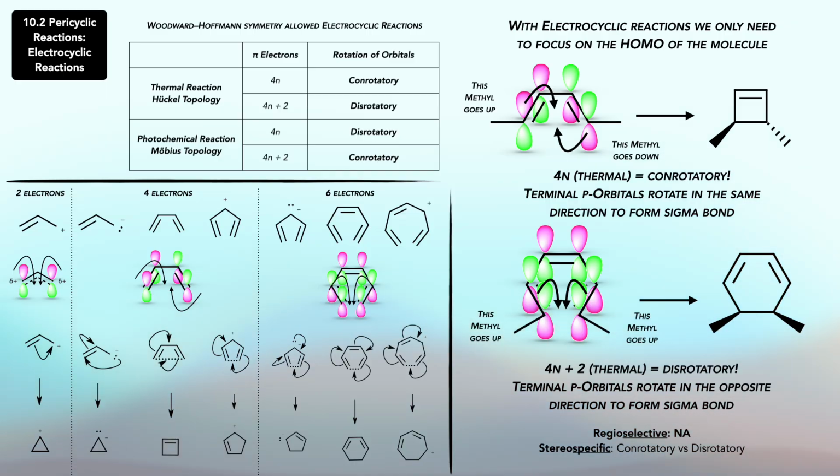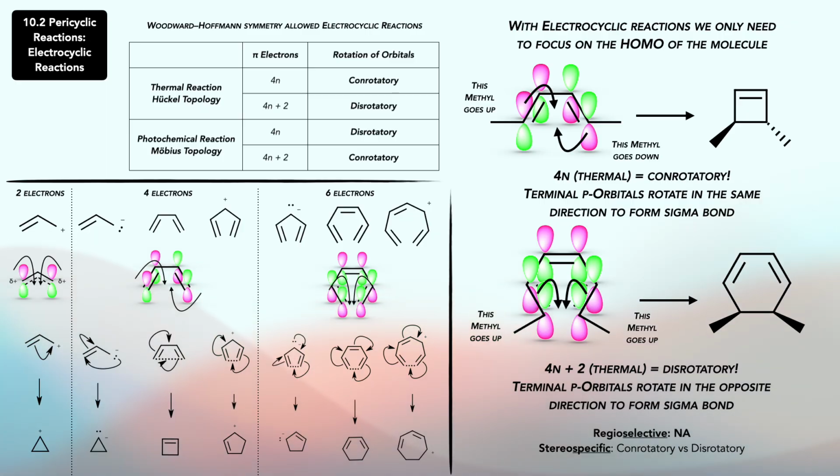With electrocyclic reactions, we can simplify even further. We only need to examine the symmetry of the highest occupied molecular orbital. That orbital will determine how the terminal p orbitals must rotate. For thermal electrocyclic reactions, 4n pi electrons must conform conrotatory versus 4n plus 2 pi electrons must conform disrotatory. This preserves Hückel aromaticity in the transition state.